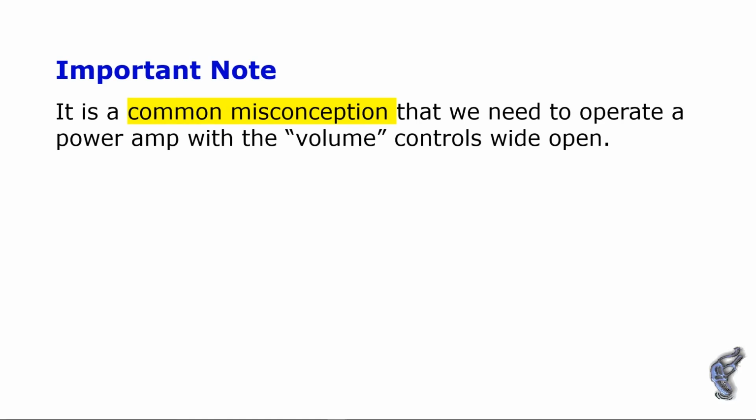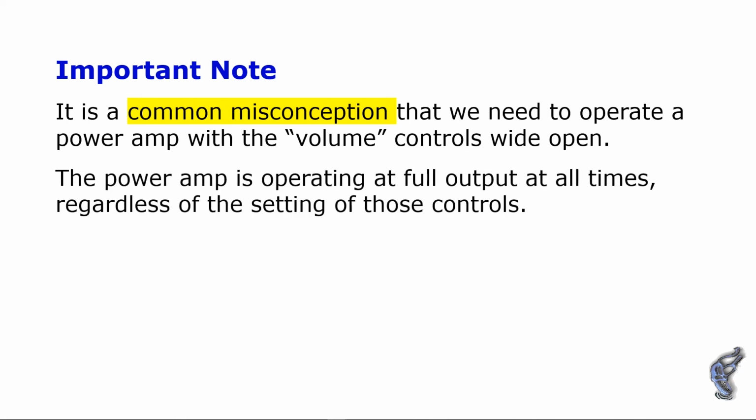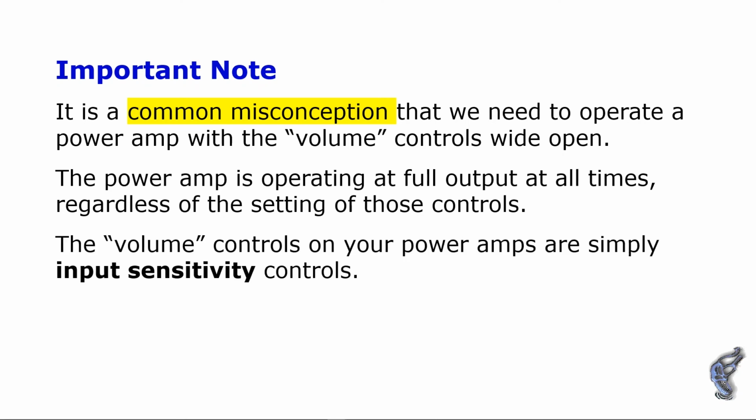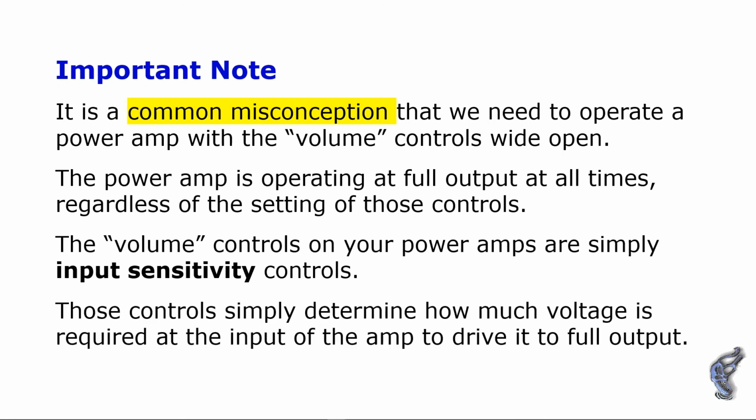Now, there is a common misunderstanding that the knobs on a power amplifier always need to be set wide open. The misunderstanding is what those knobs do. The reality is that the power amp itself is always operating at full output. Those knobs are only adjusting the input sensitivity of the power amp. They determine how much voltage is required from the console to drive the power amp to its full output. So the question remains, where should those controls on the amplifier be set? And I'm going to reveal a trade secret that even many sound techs are not aware of.